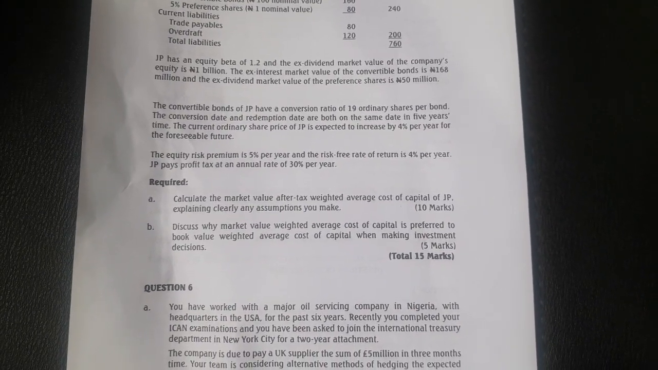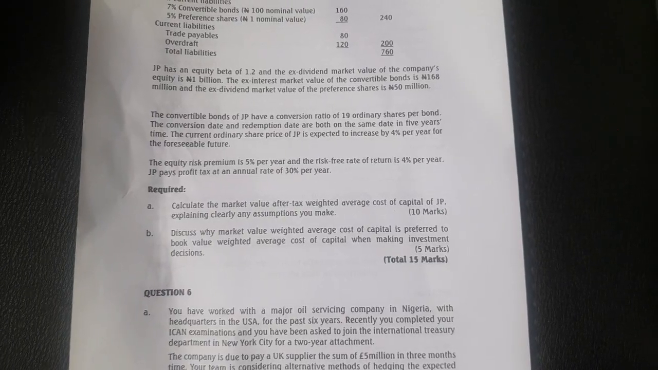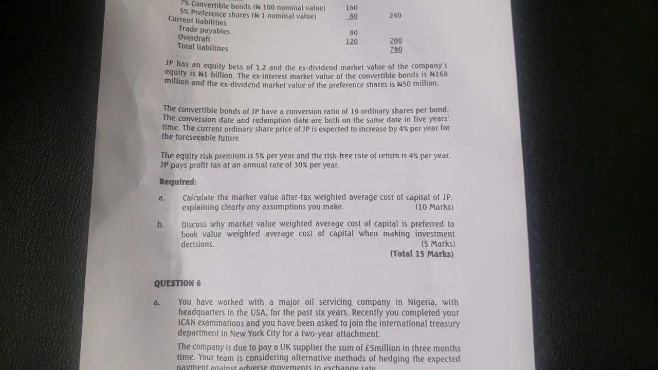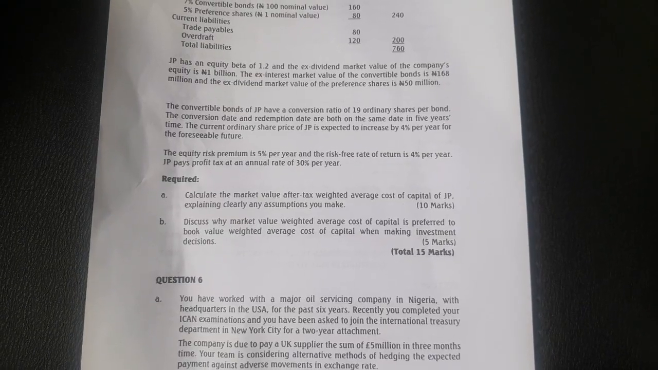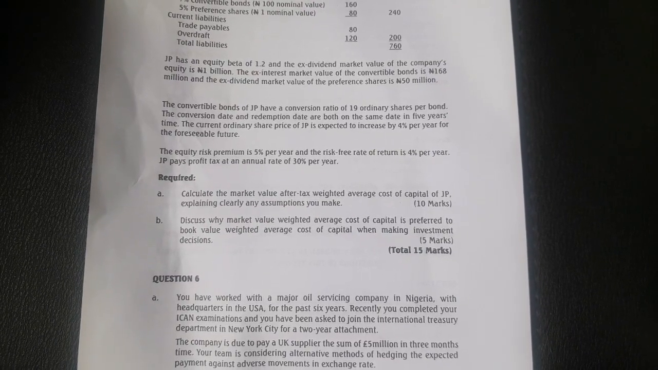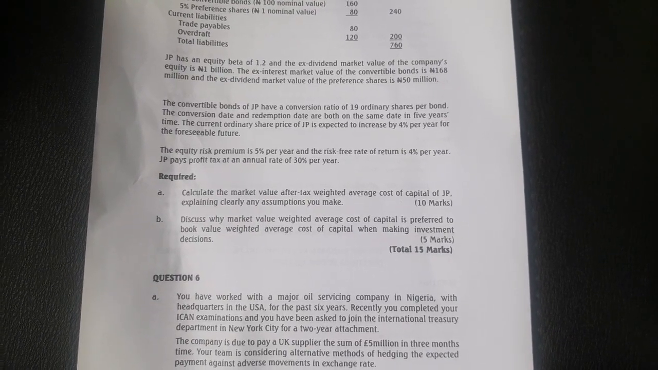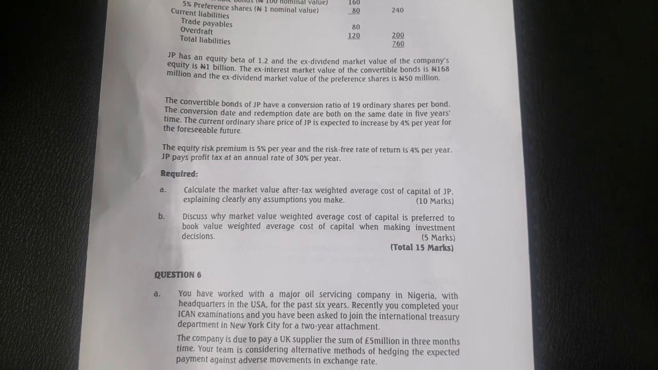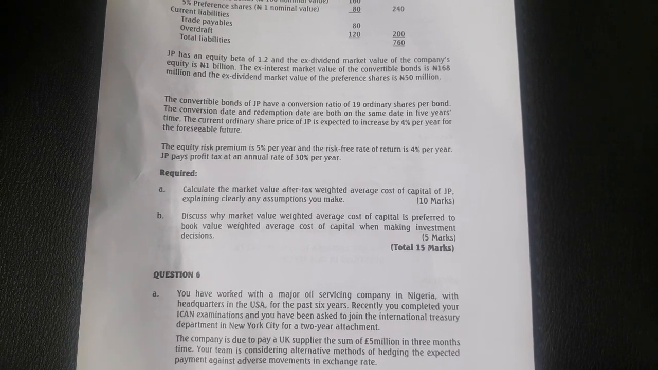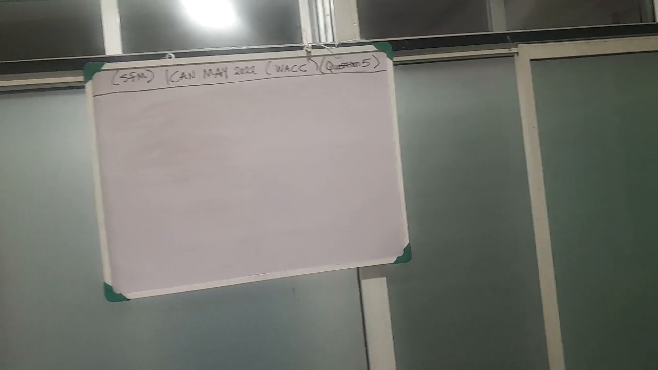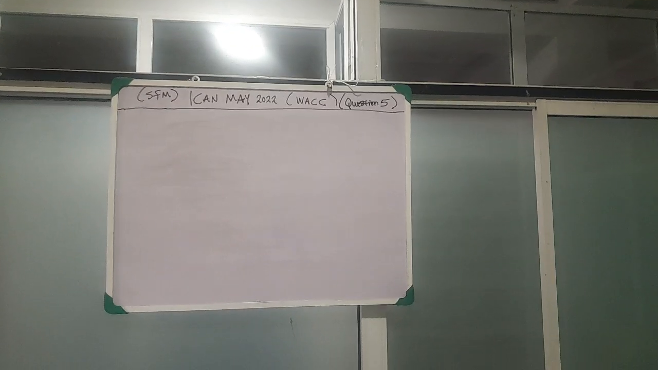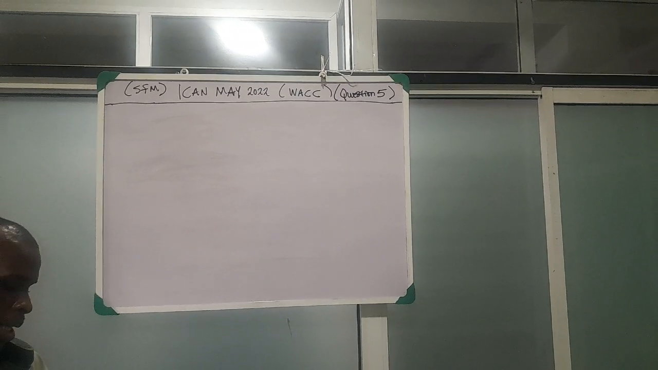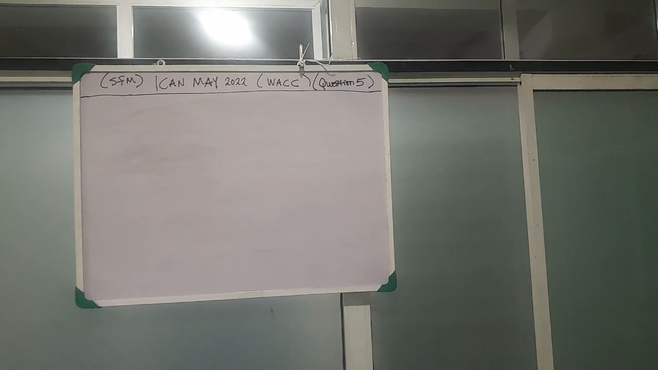Required: A. Calculate the market value after tax weighted average cost of capital of JP, explaining clearly any assumptions you make. B. Discuss why market value weighted average cost of capital is preferred to book value weighted average cost of capital when making investment decisions. The A part of the question says calculate the market value after tax weighted average cost of capital of JP, explaining clearly any assumptions you make.